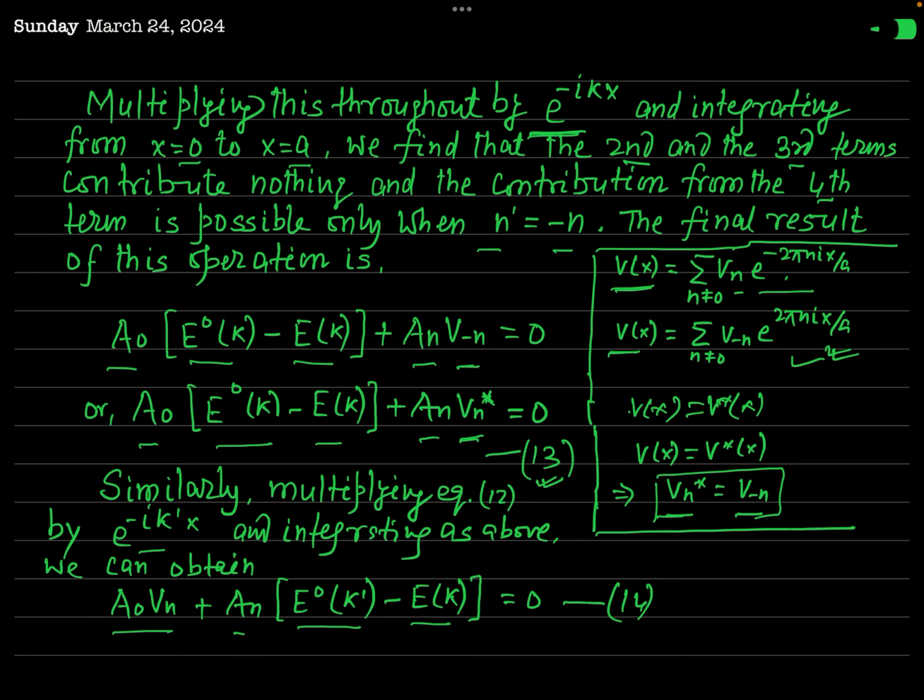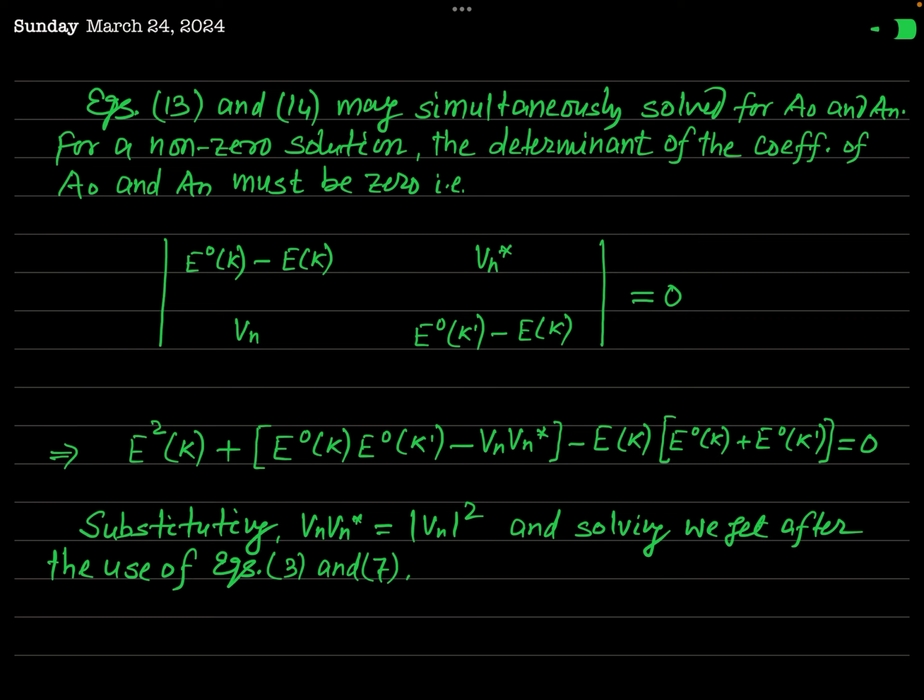Now let us see, these equations 13 and 14 are simultaneous linear equations, and they will have a non-vanishing solution for a naught and an only when the determinant of the coefficients of a naught and an vanishes. This is in accordance with the theory of determinants. So you can see I have written that equations 13 and 14 may be simultaneously solved for a naught and an. For a non-zero solution, the determinant of the coefficients of a naught and an must be zero.